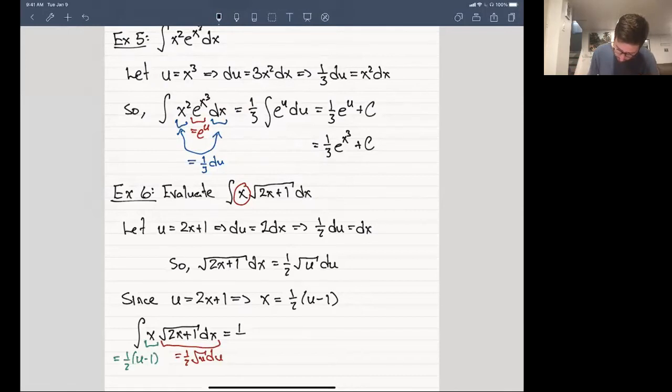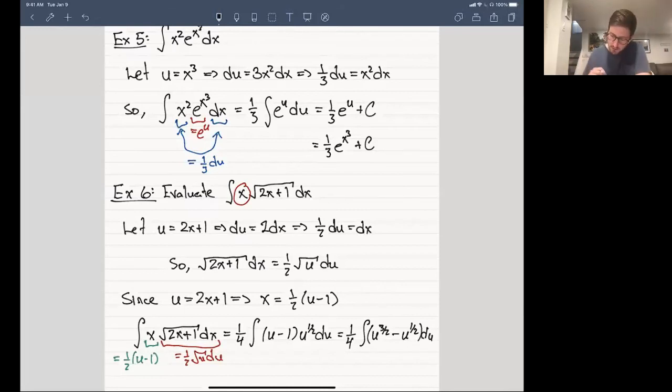This gives me 1/4. I get a 1/2 coming from the x substitution, a 1/2 coming from the du substitution. And I get the integral of u minus 1, u to the 1/2, that's the square root of u, du. Not bad at all, right? So now I can expand this out. This leaves me with 1/4 u to the 3/2 minus u to the 1/2 du.